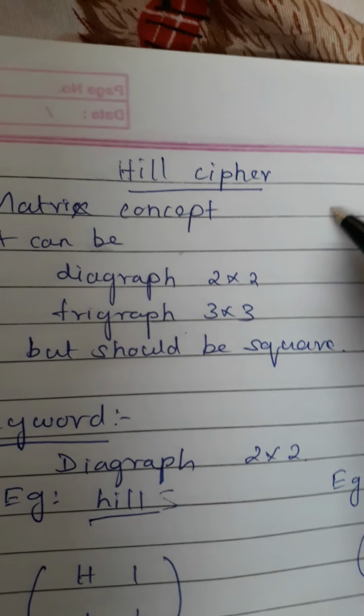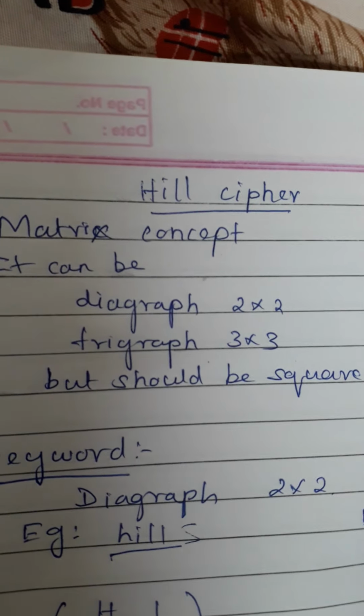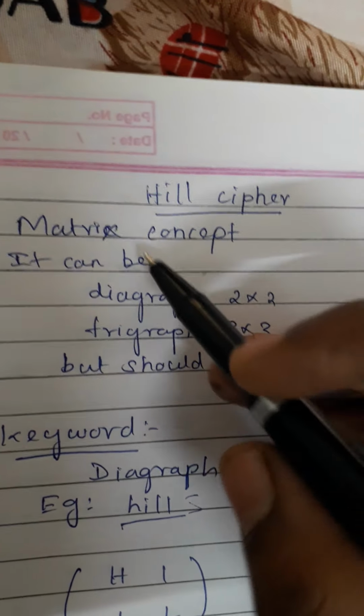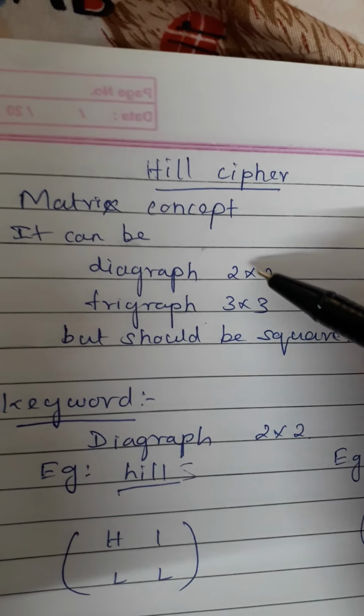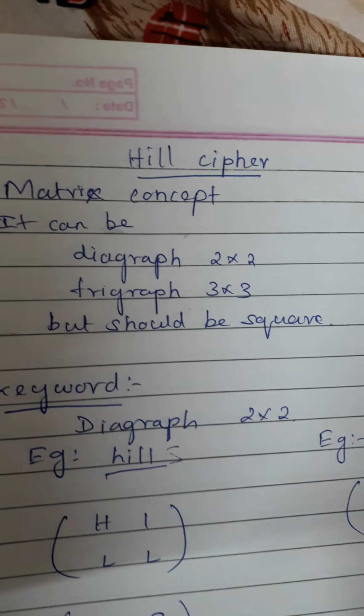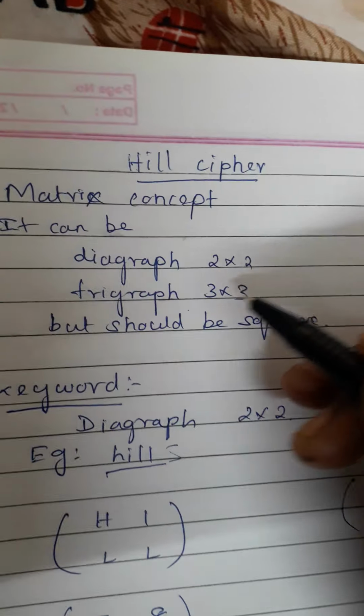Today we are going to see about Hill cipher. Hill cipher also comes under polyalphabetic cipher. Hill cipher uses the concept of a matrix, so the matrix concept is implemented in Hill cipher. It can be either digraph or trigraph, but it should be a square matrix. For example, digraph means 2 cross 2 and trigraph means 3 cross 3.